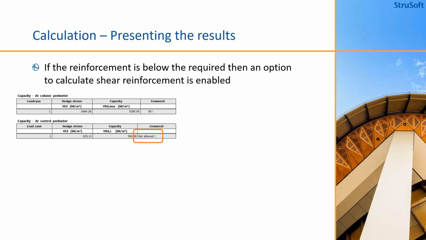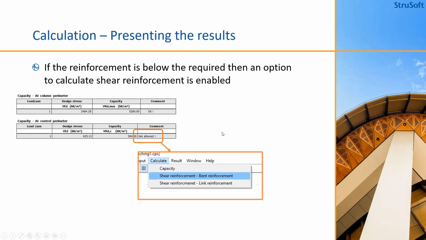And this is shown here with regards to saying that it's not allowed. And in this case, I have increased the load to basically force it to not be okay. In this case, two more options will show up, and that is the shear reinforcement, bent or link reinforcement, that you can calculate.